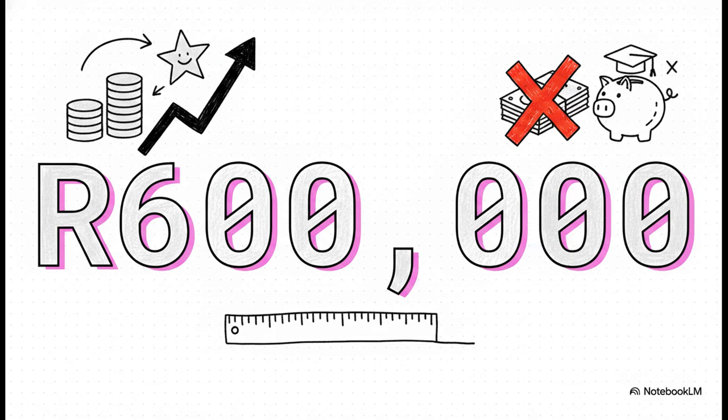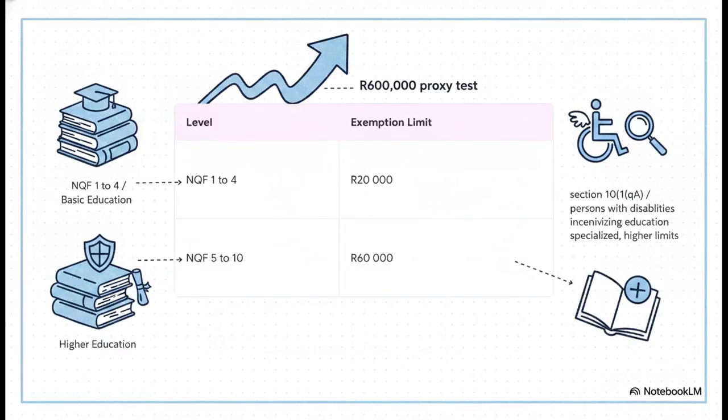as a fringe benefit. Okay, so once you're safely under that R600,000 proxy limit, you cap the exemption based on the actual qualification level. For basic education, which is NQF 1 to 4, you're limited to R20,000. For higher education, NQF 5 to 10, the limit jumps to R60,000. And just a quick side note, always remember that Section 10(1)(qA) specifically offers much higher limits to incentivize education for persons with disabilities. Keep that in the back of your mind.